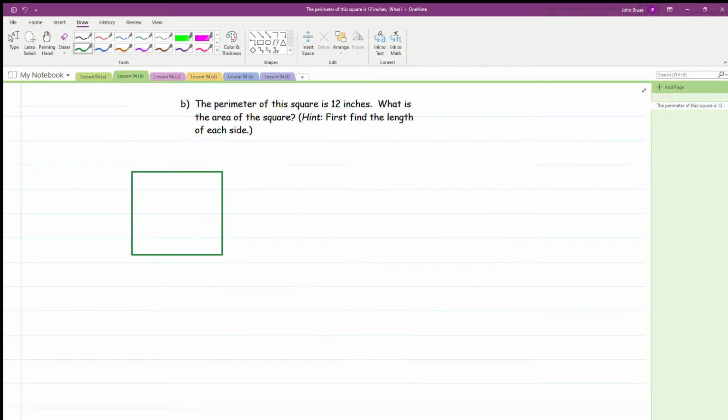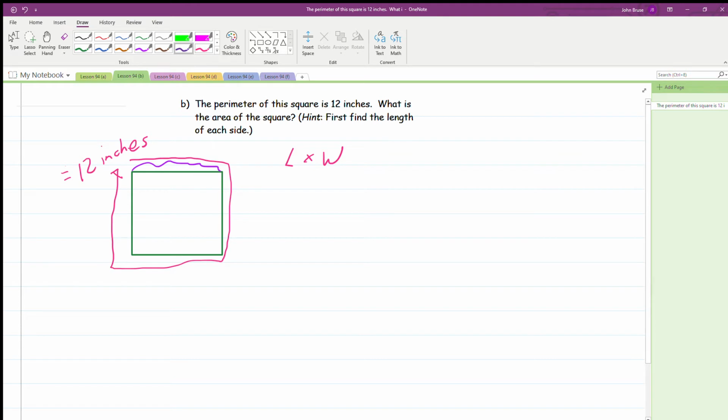Okay, let's go ahead and go to B. It says the perimeter of this square is 12 inches. So we're saying that the distance around the square, if we add all these parts up, that equals 12 inches. What is the area of the square? Well, we know that the area is length times width. So if we took the length times the width, we should get the area, which is how many little square inches are inside.